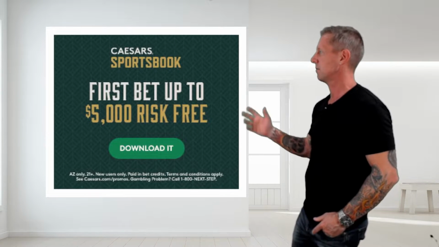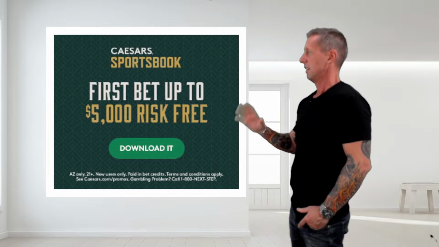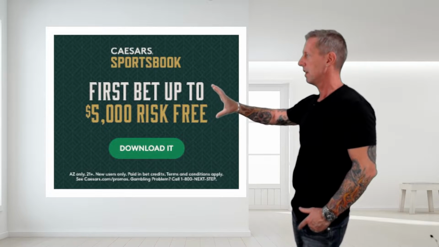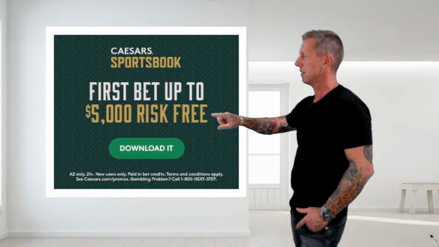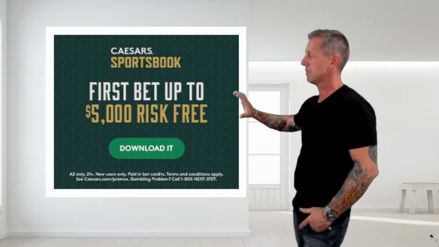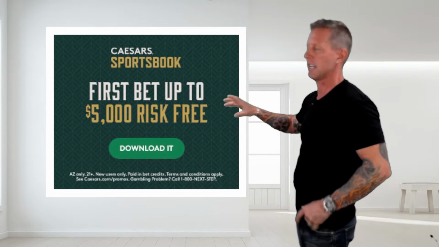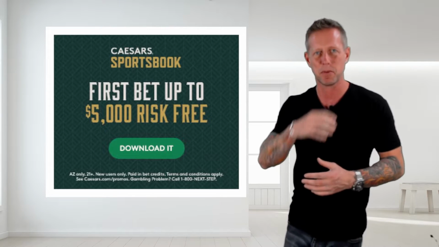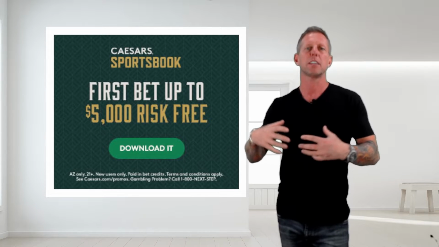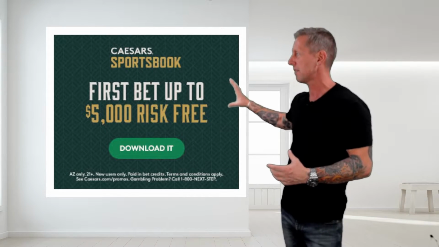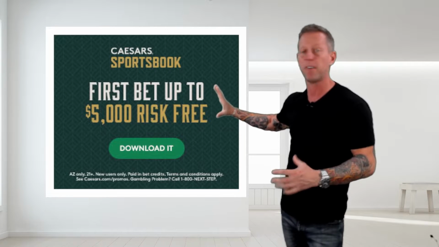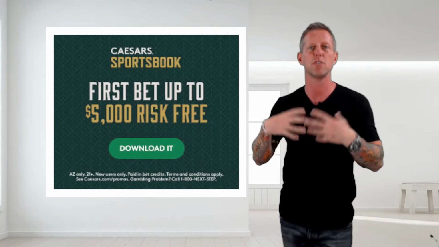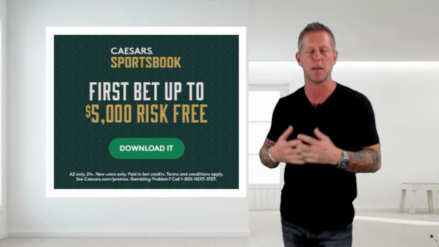Let's take a look at the next one. This is from Caesars Sportsbook. This one is great, and here's the core element: first bet up to $5,000 risk-free. This is the biggest objection to gambling, and to some degree to all purchasing that people make. They're going to feel like they're taking a risk. But this ad just eliminates $5,000 worth of risk. So it's a really excellent ad in terms of reducing objections to making a move.